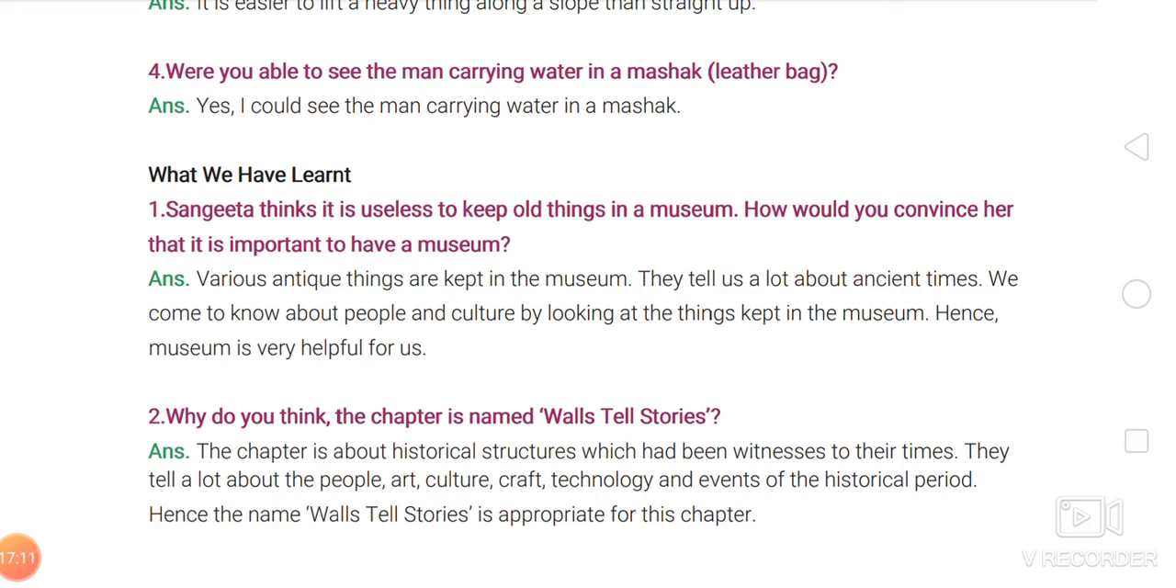Why do you think the chapter is named Walls Tell Stories? The chapter is about historical structures which had been witnesses to their times. They tell a lot about the people, art, culture, craft, technology, and events of the historical period. Hence, the name Walls Tell Stories is appropriate for this chapter.